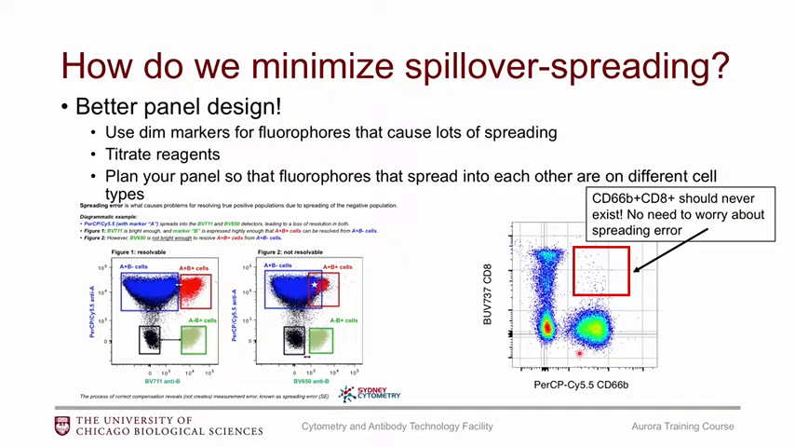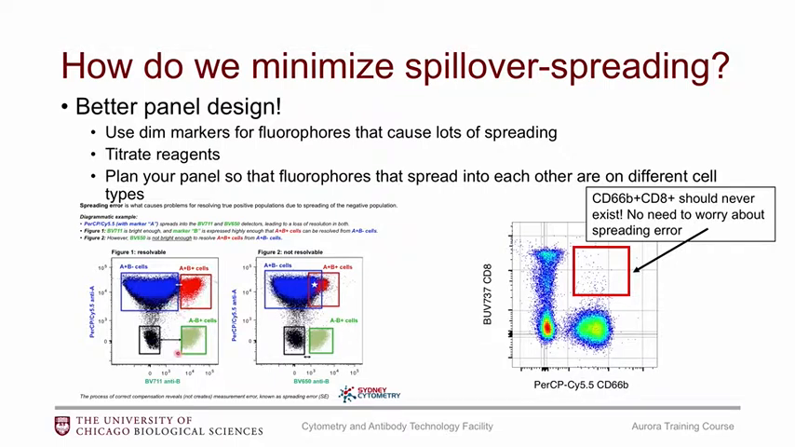Now, how do we fix this or minimize this? Remember that the spreading error is always going to be there. So what we need to do is design our panel around the spreading error. So the easiest way to deal with lots of spreading is to think about co-expression. Here's an example, again, conventional flow cytometry. You can see the blue population is spreading quite a bit. And let's say that our population of interest is this red one.